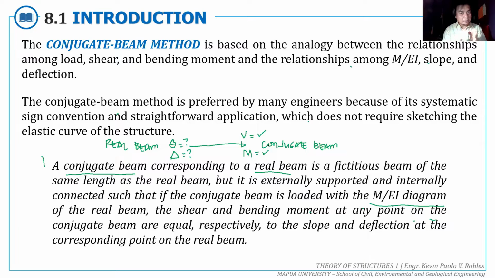Then, at any points doon sa conjugate beam, pagka na-solve mo yung shear force doon, yung shear force sa conjugate beam will correspond to the slope of the real beam. And likewise, yung magiging moment doon sa conjugate beam will correspond to the deflection on the real beam. So, ganun yung interrelation between the real beam and the conjugate beam.